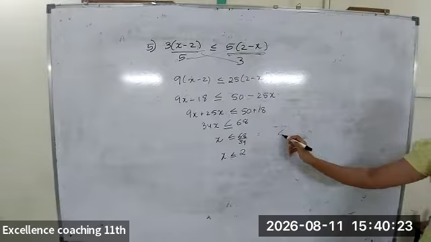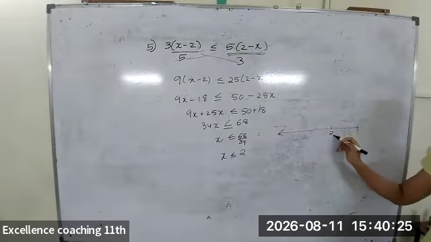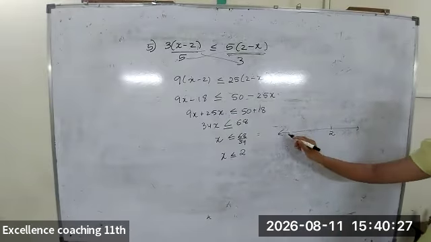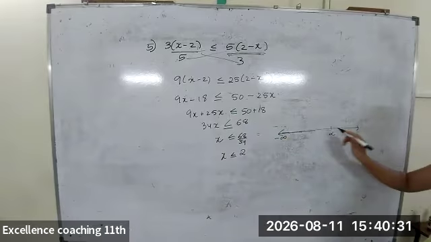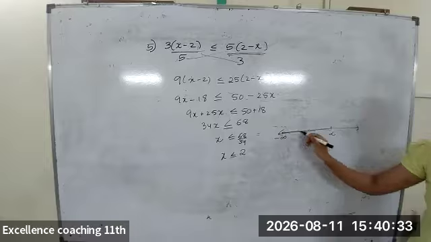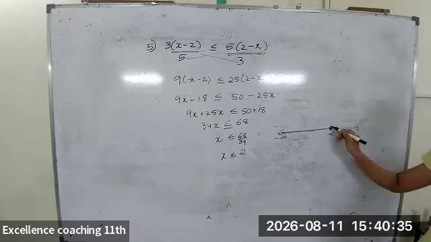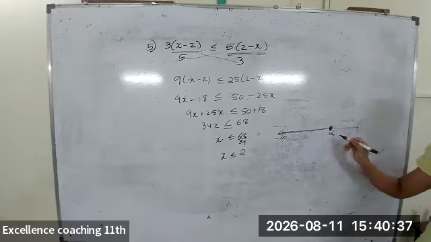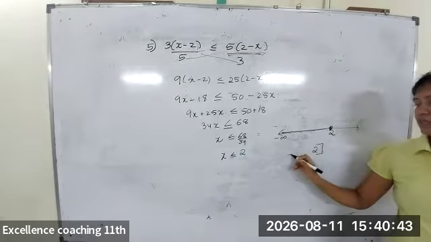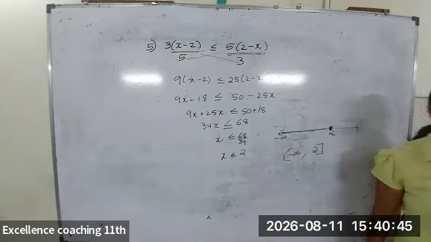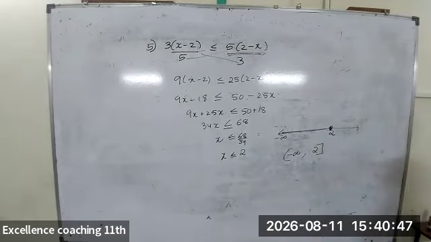Equal to 2 is there. Which circle? Equal to means shade it, closed one. So which bracket will you get? Square bracket, because there is an equal. Infinity always will have a round bracket.